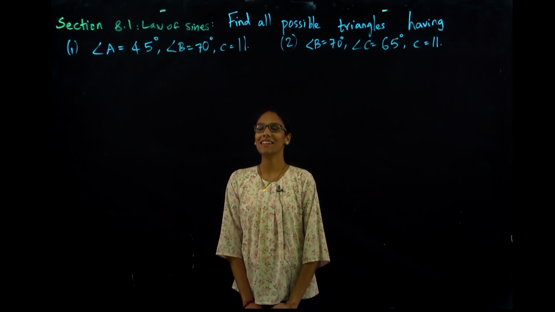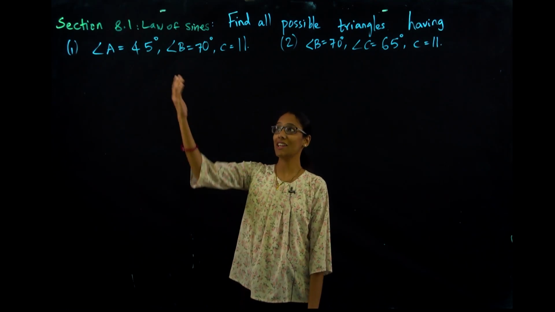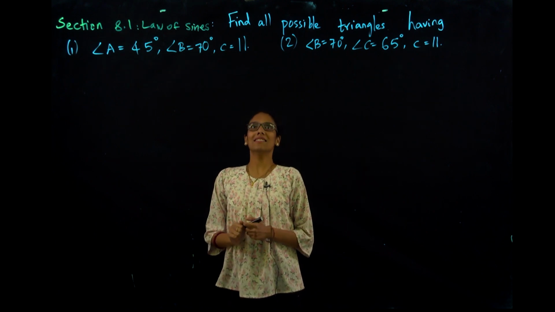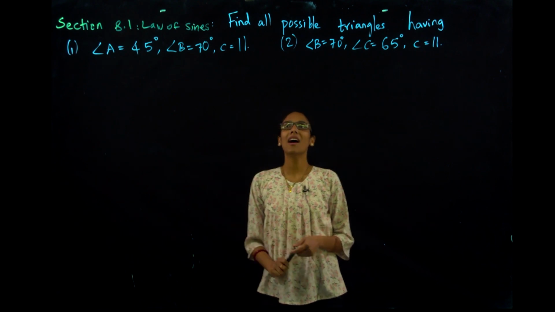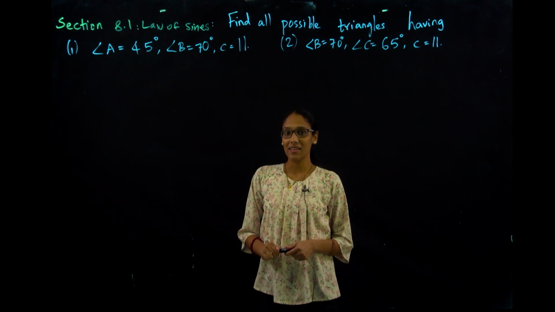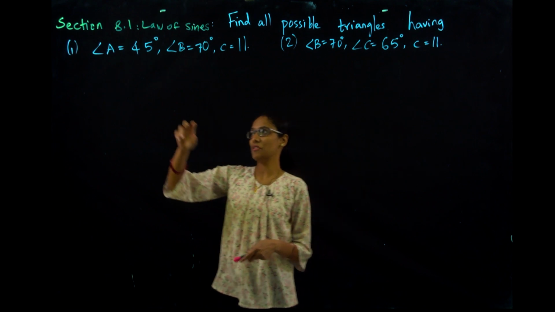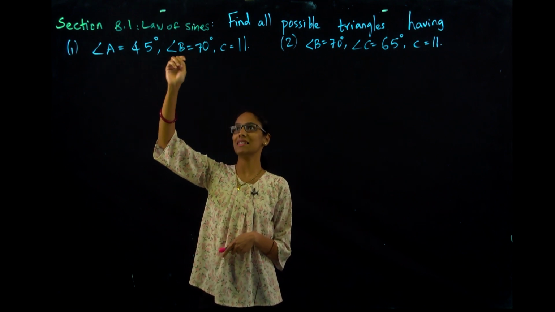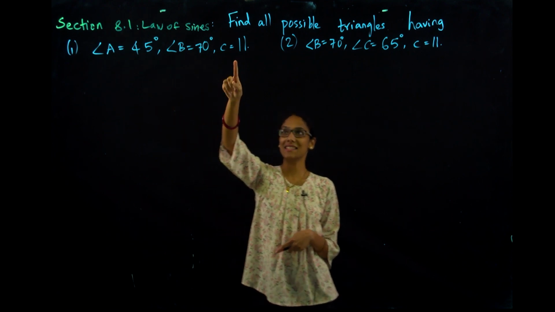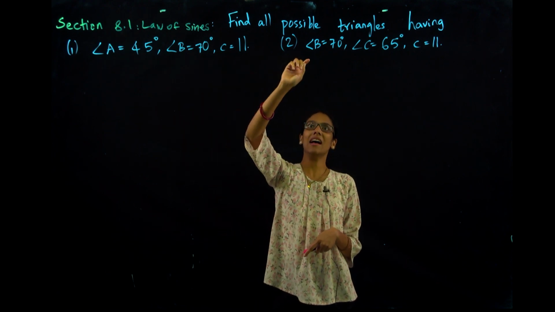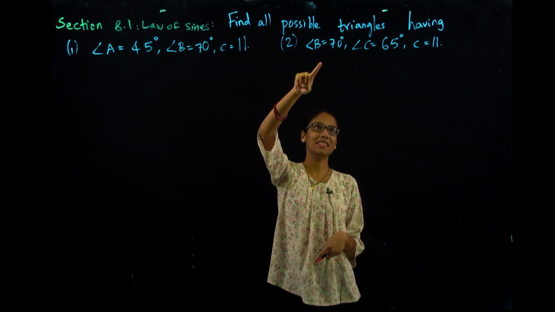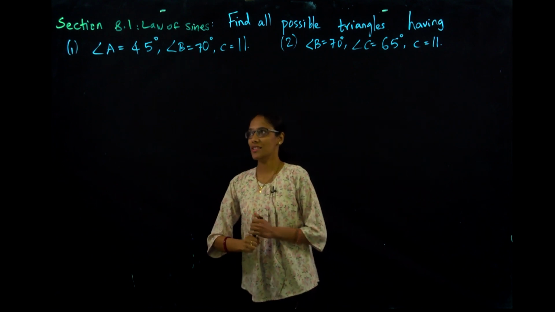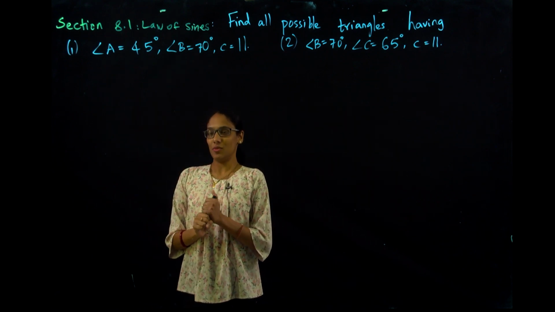Hello everyone. So this is a video from section 8.1 Law of Sines for the Pre-Calculus course. The question we are looking at is the following. Find all possible triangles having the given measurements. Part 1 says angle A is 45 degrees, angle B 70 degrees, and side C has 11 units. And part 2 is angle B is 70 degrees, angle C 65 degrees, and side C 11. So we start by doing the first one.